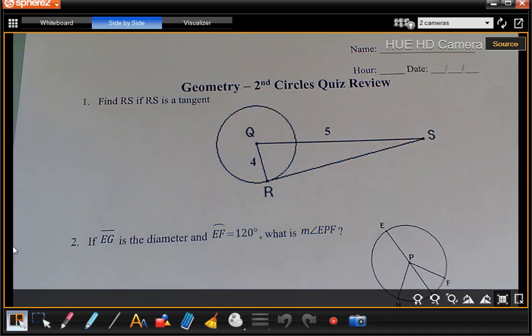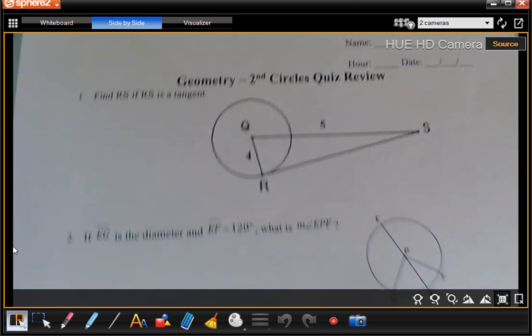We are going to look at the circle quiz review. Right in front of you, this is the circle quiz review. It's going to look very similar to your circle quiz. So we're going to find out if RS is a tangent. Okay, we're going to figure it out if it's a tangent.